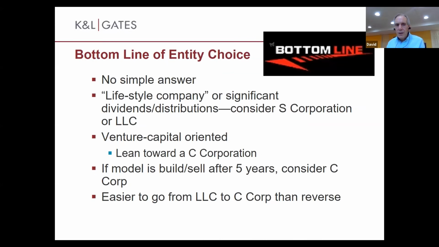So the answer: no simple answer. If you're a lifestyle company and you're going to consider significant dividends or distributions, for example, if you're a life science company and you're going to make money through doing licenses, so not waiting for some big bang, but you're going to do some licenses along the way, then you might consider an S corporation or an LLC. If you're going to do a venture capital oriented company, you ought to be a C corporation. If you're going to build it and sell it within up to five years, consider the C corporation so I can get that 1202. And remember, when in doubt, go from an LLC to a C corp. Don't go from a C corp to an LLC.